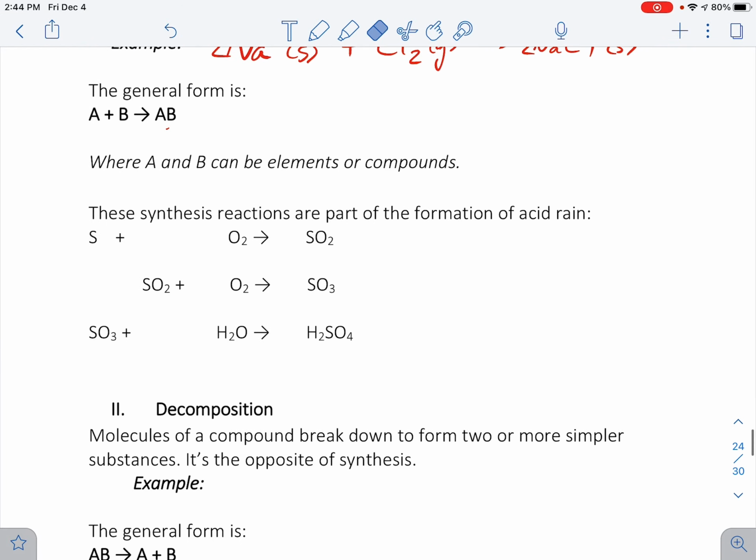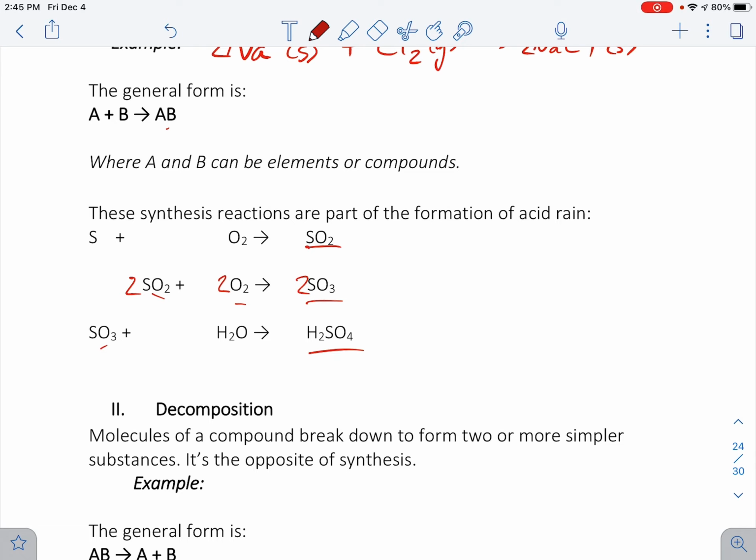So here's some synthesis reactions that are part of acid rain formation. So here sulfur reacts with oxygen to make SO2. SO2 reacts with oxygen to make SO3. So we get 2 of these and 2 of these to make 2 of those. One SO3 reacts with H2O to form H2SO4.